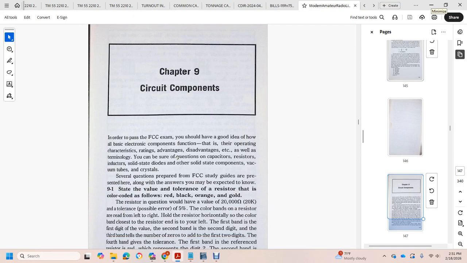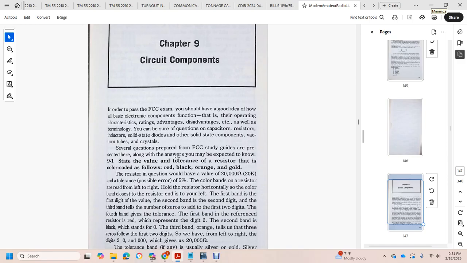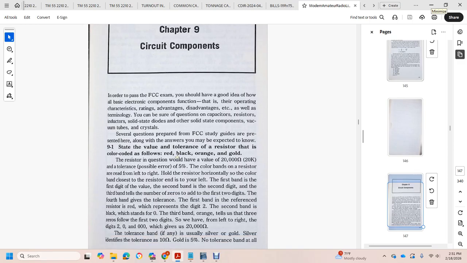Some of the questions prepared for the FCC study are presented here, along with the answers you are expected to know.